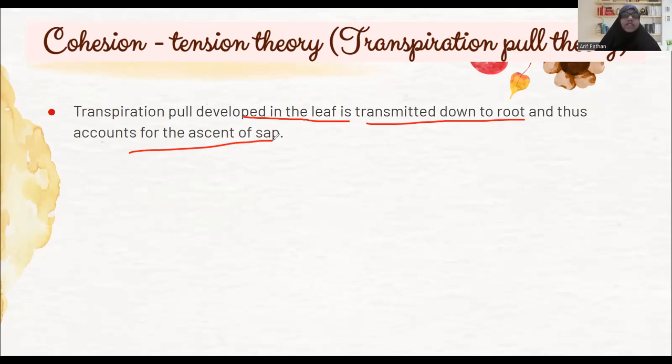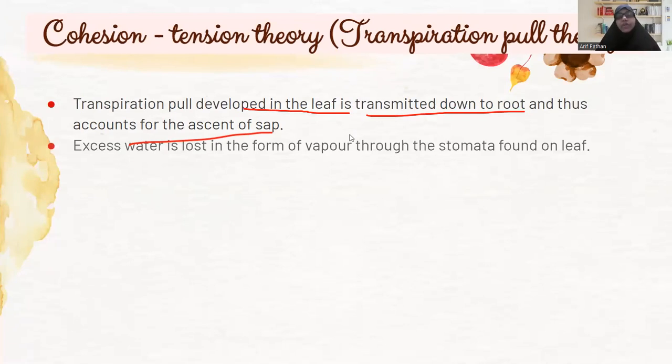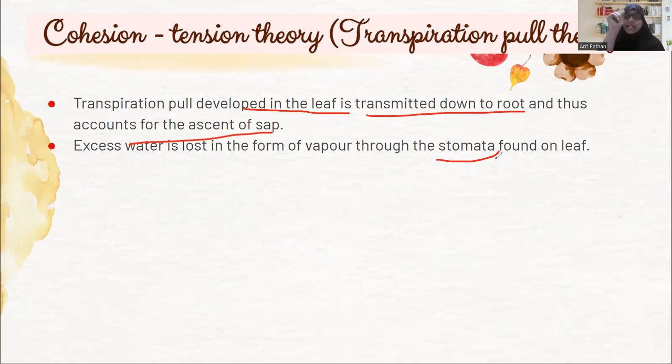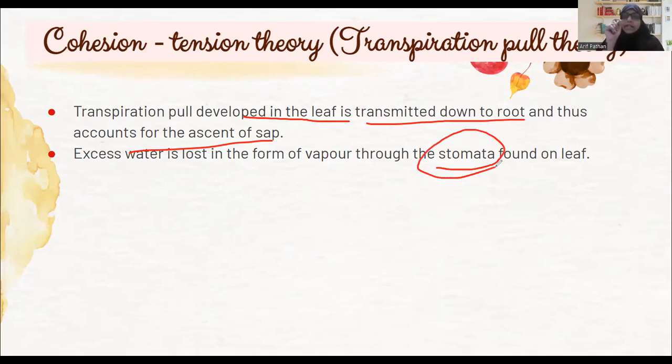Because of this transpiration pull, because of the loss of water, a water deficit is created at the top of the plant. Excess water is lost in the form of vapor through the stomata found in the leaf. Now you will be wondering how the water is lost; we will cover that in detail in the next series of videos, when we will do transpiration in detail, including different types of transpiration. One type of transpiration is through stomata. These are openings in the leaf which cause the water to evaporate.